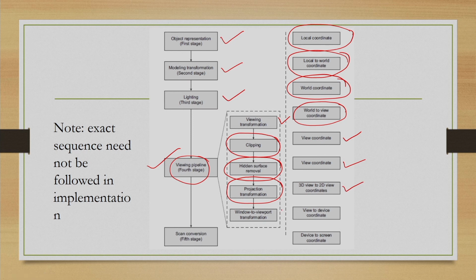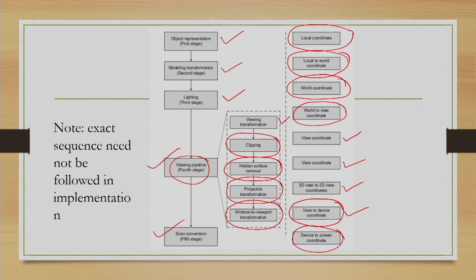Finally, from the 2D view coordinate system, we transform the image description to a device coordinate system, that is the final substage of the fourth stage. After this viewing pipeline stage is over, we scan convert the resulting image description in the device coordinate system. That means, from a continuous device coordinate, we map it to the discrete pixel grid or the screen coordinate system.